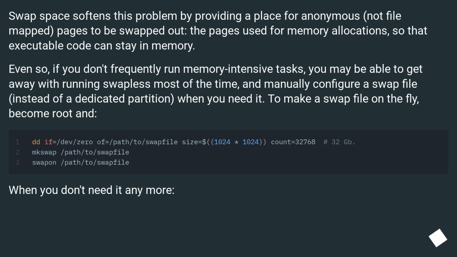Even so, if you don't frequently run memory-intensive tasks, you may be able to get away with running swapless most of the time, and manually configure a swap file, instead of a dedicated partition, when you need it. To make a swap file on the fly, become root and... when you don't need it anymore.